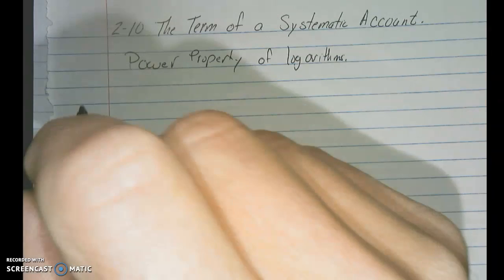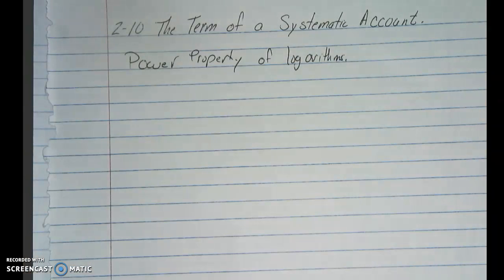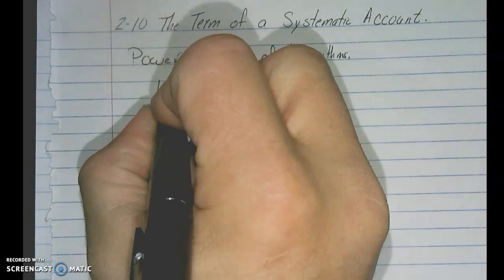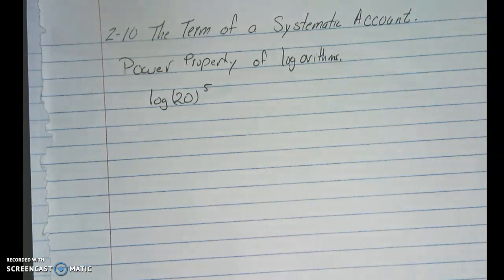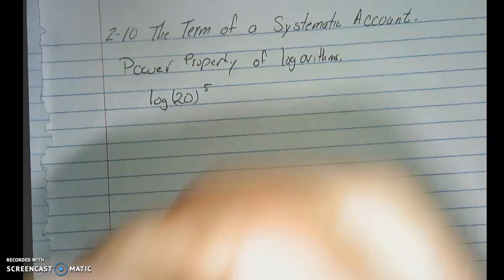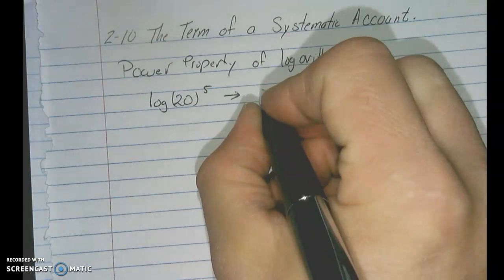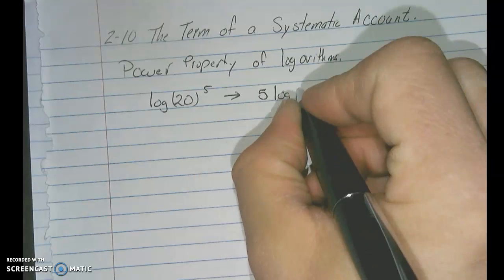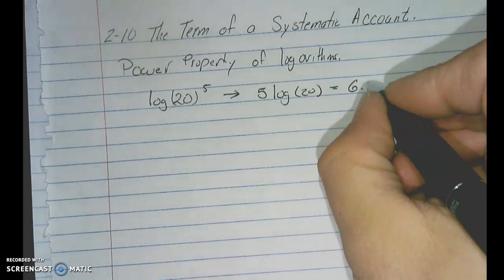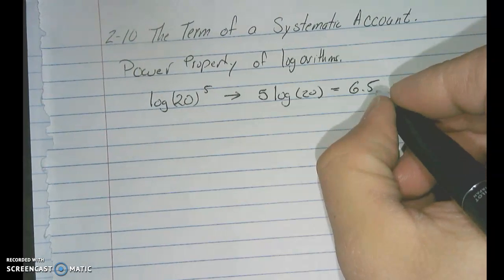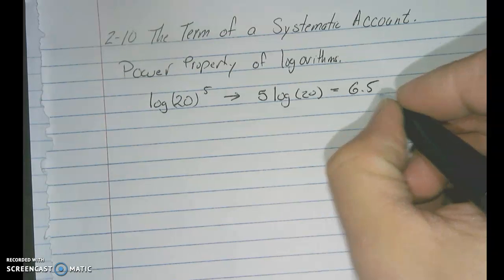All right, so what we're going to be looking at is really easy stuff. Something like this: log of 20 to the fifth power. We already talked about the log property, so all you're going to do is change it to 5 times the log of 20, and then just use your calculator at that point. So we go 5 log 20, and we get 6.51. Okay.